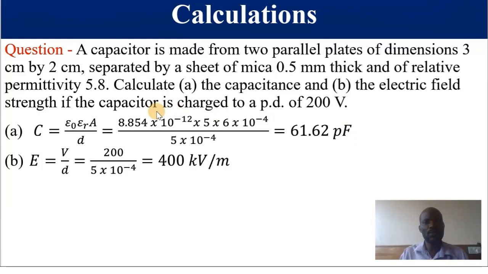Then we are also required to find the electric field strength, also known as the electric intensity, and this is simply V over D. We are given V is 200 volts, and our D is equal to 5 times 10 to the power minus 4 meters.